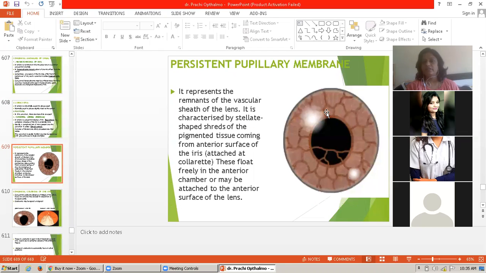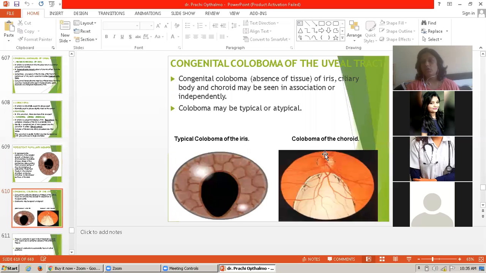And the next one is a persistent pupillary membrane. That is one. Then congenital coloboma of the uveal tract, that is the absence of the tissue congenitally, that we see in this diagram, how there is a typical coloboma of the iris and coloboma of the choroid.